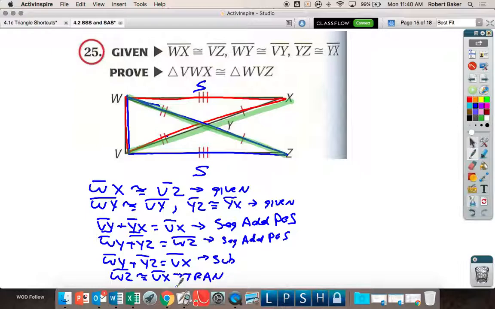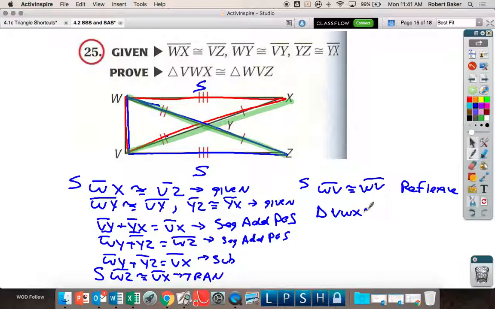So right now, I have a side statement, and I got all the way down here to have a side statement. So I've proven that this line and this line are congruent. I proved that the two green lines are congruent. What's the last piece that I missed? WV is congruent to WV. Why is that true? Reflexive. That is my third side. And triangle BWX is congruent to triangle WBZ. Sides.